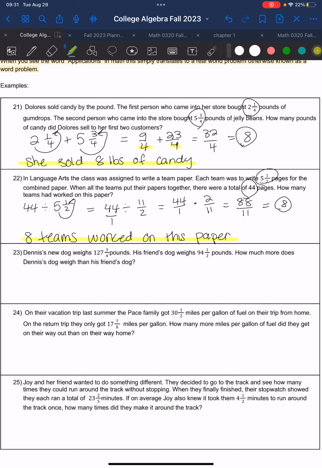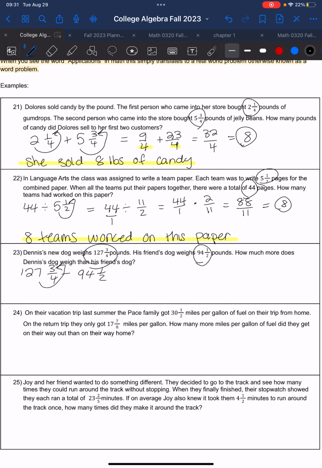Okay. Number 23 says Dennis's new dog weighs 127 3/4 pounds. Okay, so here's one key information. His friend's dog weighs 94.5 pounds. How much more does Dennis' dog weigh than his friend's? So here we want to find the difference, meaning we are subtracting these two fractions. So 127 3/4 minus 94 1/2.